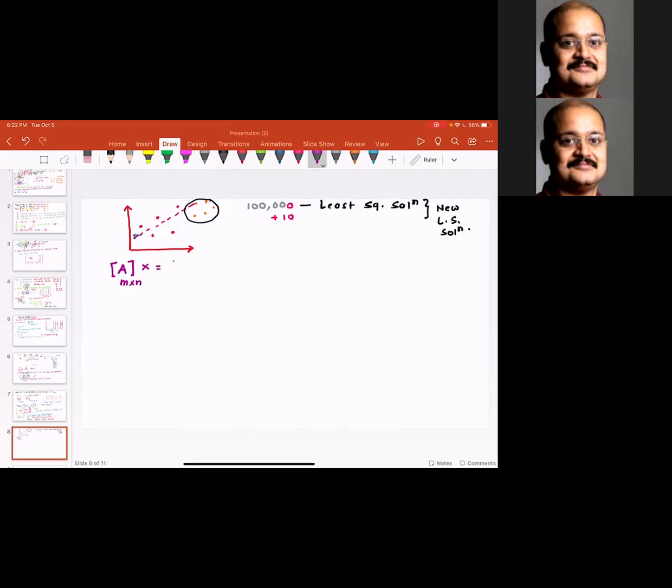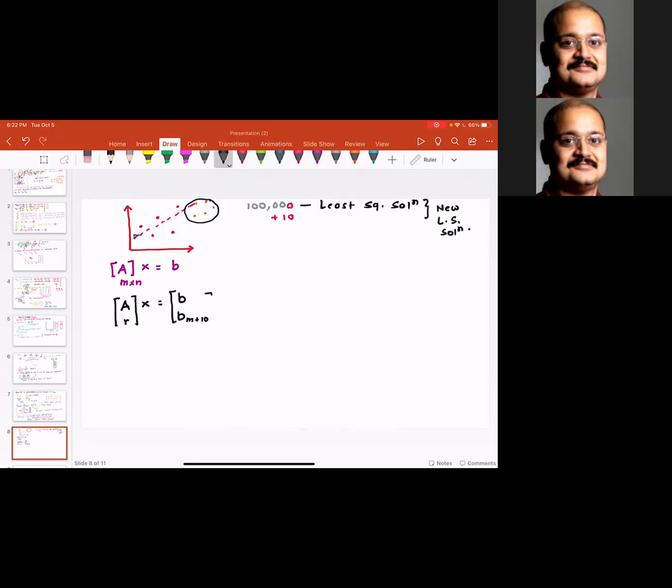You have X and you have B. And what you want to do is, you got this new information. With this new information, clearly your A matrix now becomes A and you get another matrix R, but the X will remain as is. And now you are going to have B, and B of M plus 10.